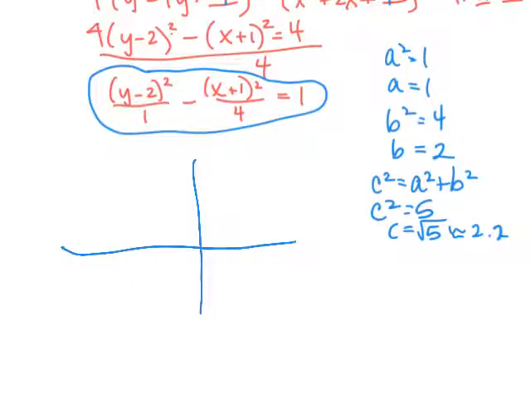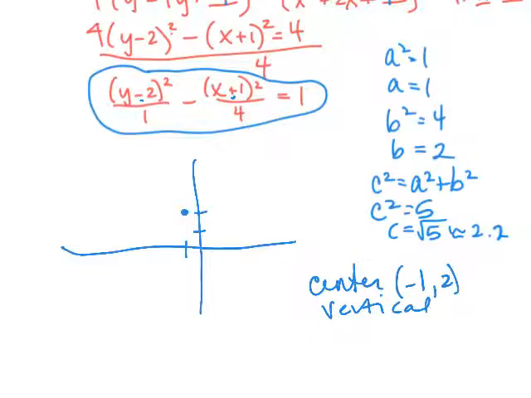All right, so the center of this hyperbola is (-1, 2). Don't forget the x is with the x coordinate and the y is with the y coordinate. So let's plot that first. -1, up 2. And then since we know the y squared is positive, this is a vertical hyperbola. So let's just write that down, vertical.